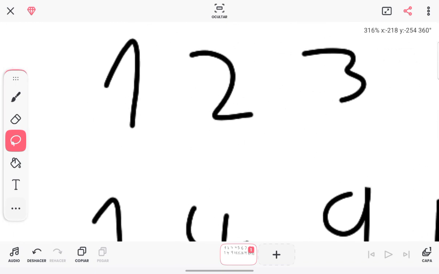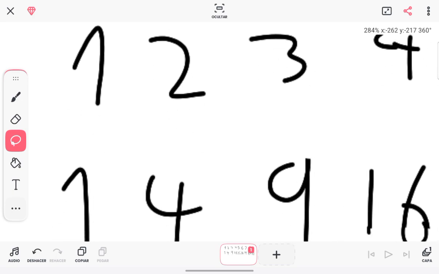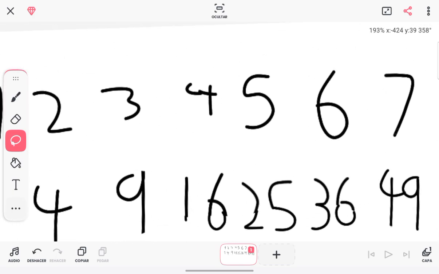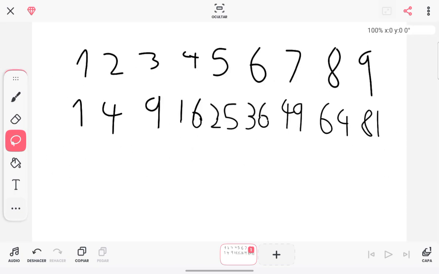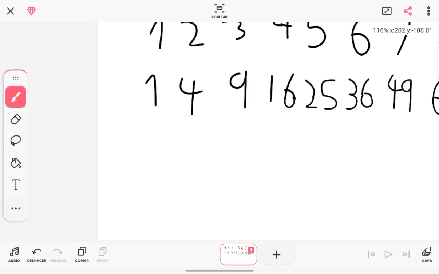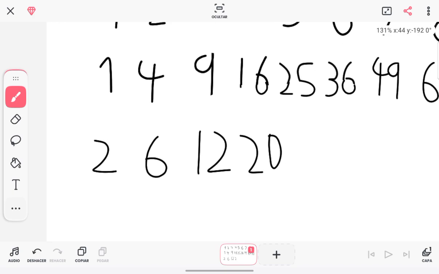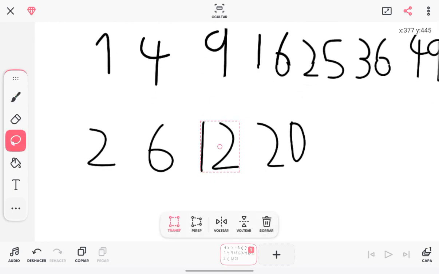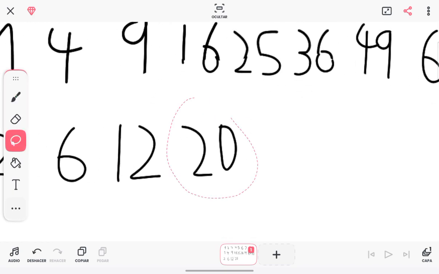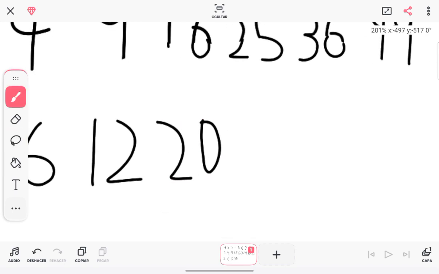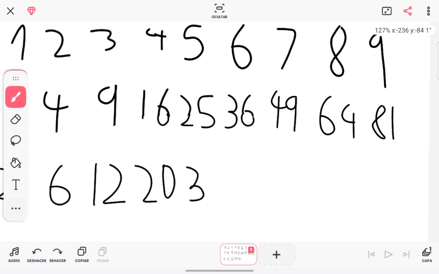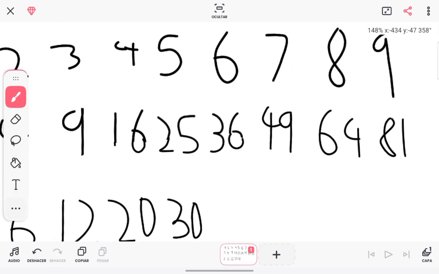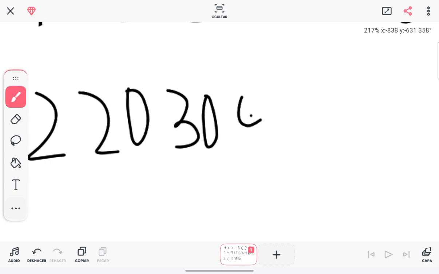So we're going to add 1 squared, 2 squared, and so on, like 1 to 1, 2 to 4, 3 to 9, 4 to 16, 5 to 25. I think you know where it's going. So 1 plus 1 is 2. 2 plus 4 is 6, 12, 20. A bit squished, we don't like it. 30. This will be 42.